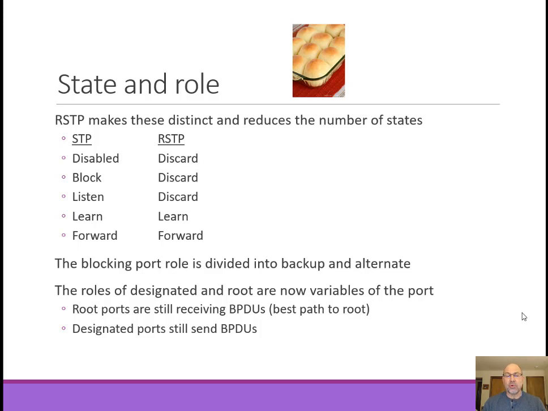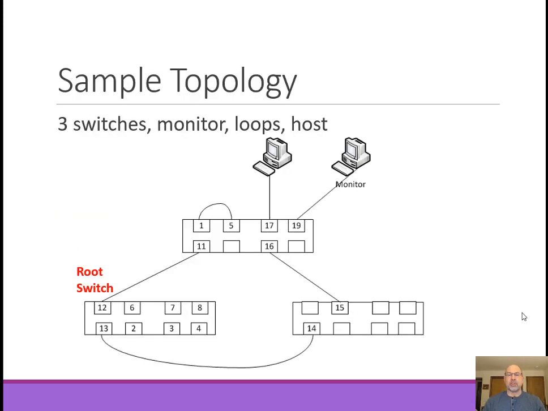The designated role and the root role are variables of the port, or what we call the state of the port. So their place in the universe is the same. Root ports still receive BPDUs, designated ports still send BPDUs, but we'll see here that we indicate that state by the flags. So let's do a sample topology here.